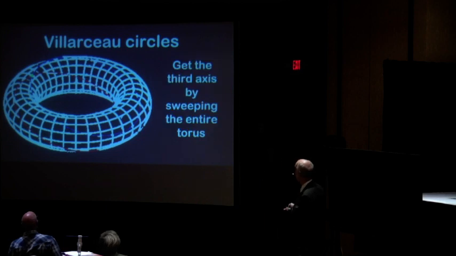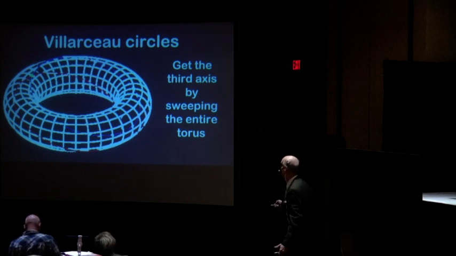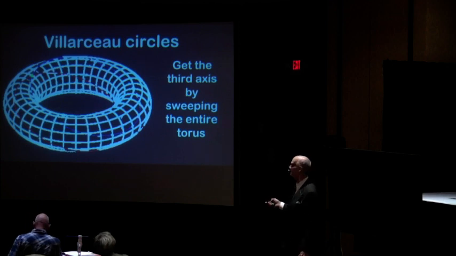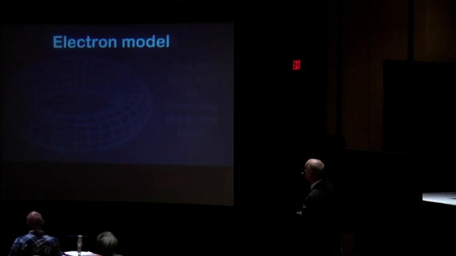So given the third axis by sweeping the entire torus. Okay? So I believe this is as close to a valid model of the electron as we're going to get, as I'm able to get at this point. Still some work to do to actually prove it, but I think we're getting there. And I think these numbers, the Rodin numbers, are the numbers that we get it.